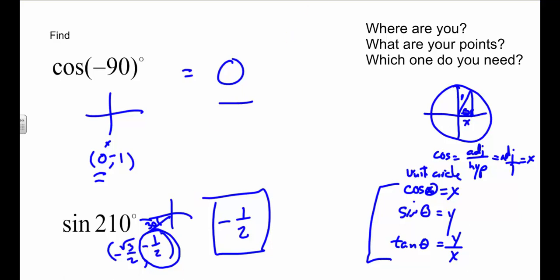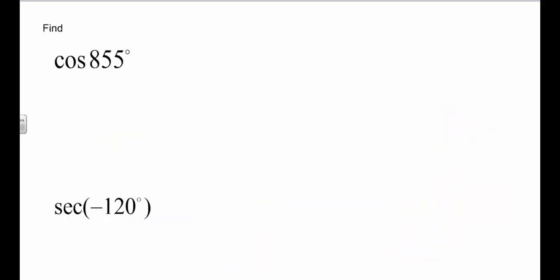So there's how you go through that: find out where you are, what are your points, and which points do you need. Now let's look at these two.